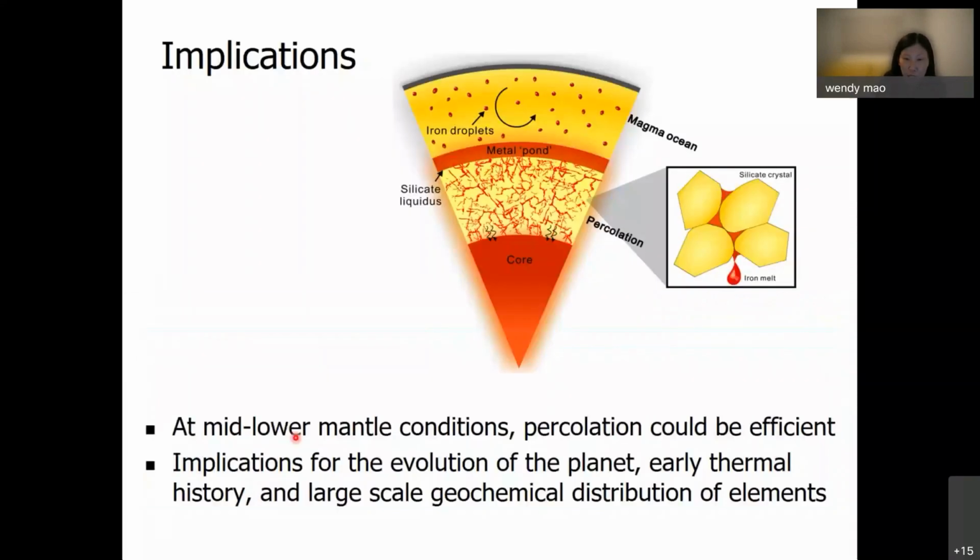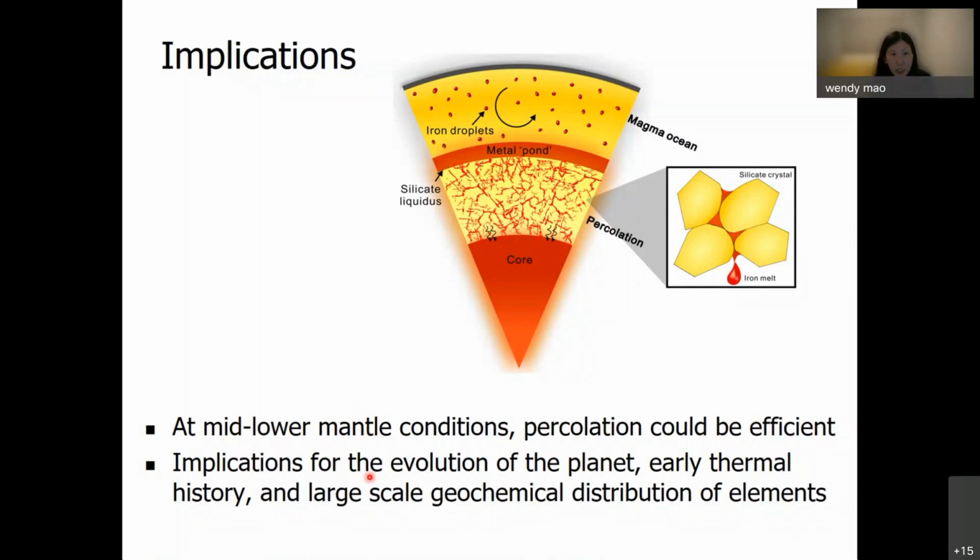So to get back to the results, we observed a change in 3-dimensional iron melt distribution from isolated pockets below 40 GPa to an interconnected network above 50 GPa. And this provides evidence that percolation could be an efficient core forming mechanism in the lower mantle early in Earth's history. This could have significant implications for the evolution of the planet, especially the Earth's early thermal history and the large-scale geochemical distribution of elements in our planet.